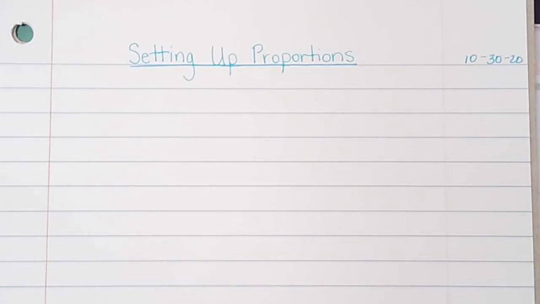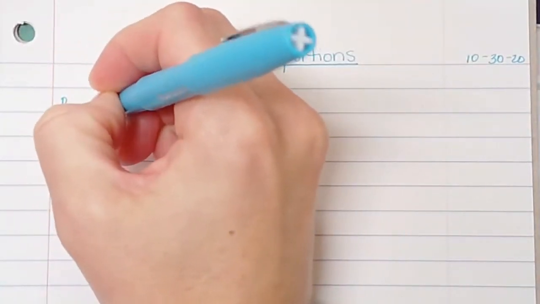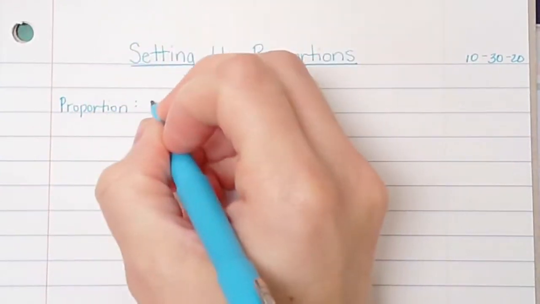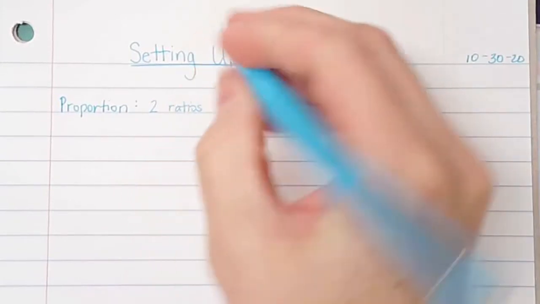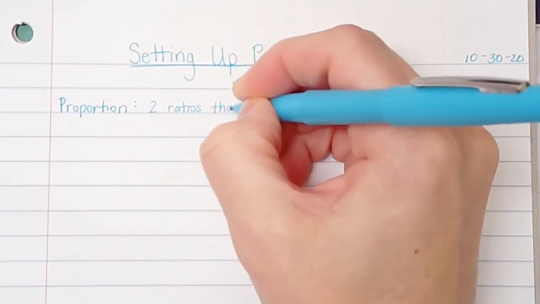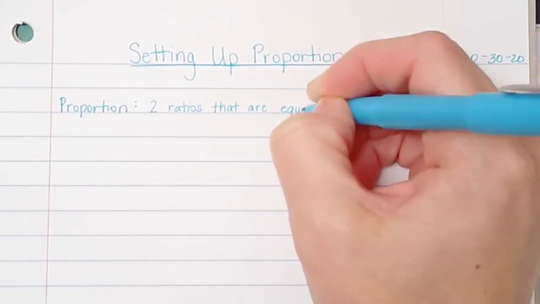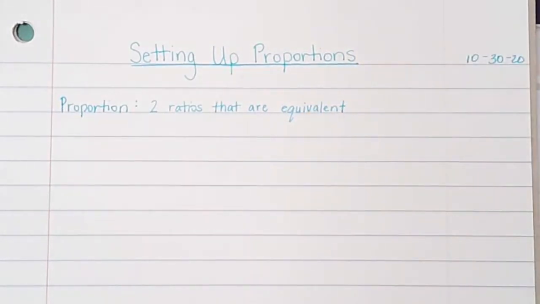So before we start doing any examples, let's do a quick definition. A proportion is two ratios that are equivalent. All right, and once again, equivalent means that they're equal, they're the same. So both sides need to be the same.